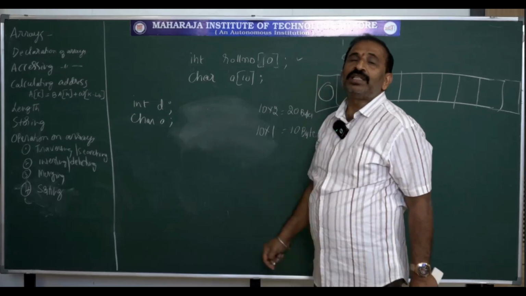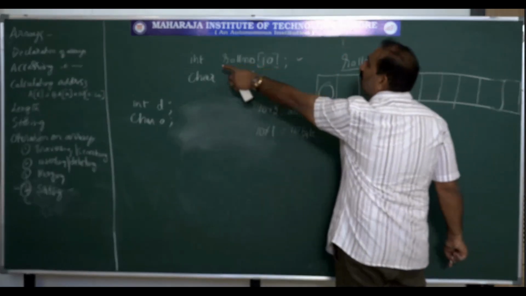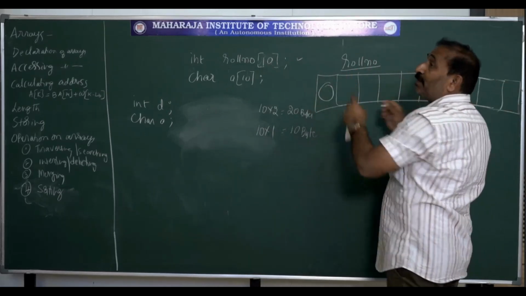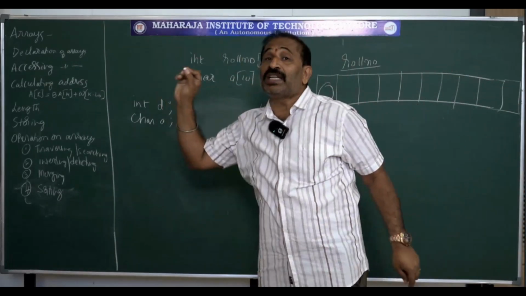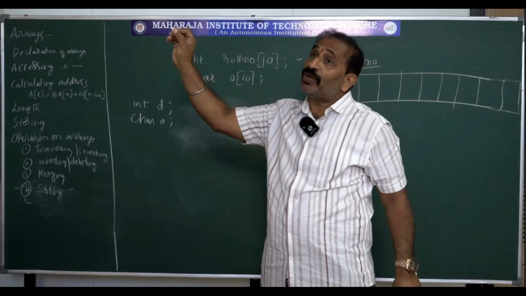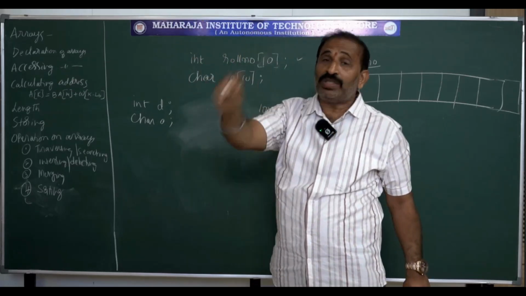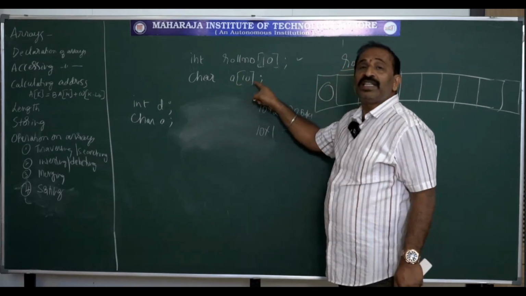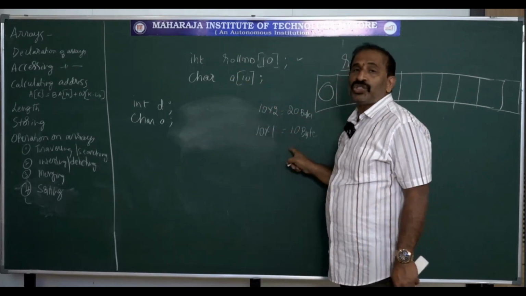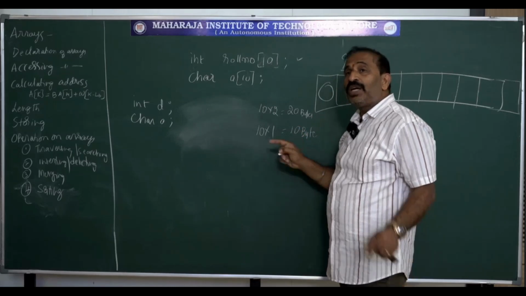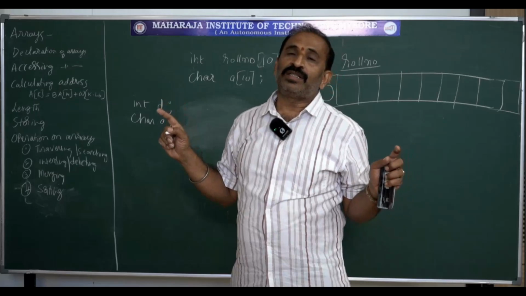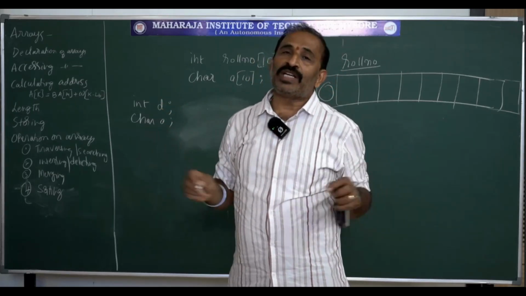What does it mean? It means if you are declaring integer roll number of size 10, 20 bytes of continuous memory, consecutive memory locations, are allocated to this array. Similarly, if I am declaring character A of 10, consecutive, successive 10 memory locations are allocated to it.